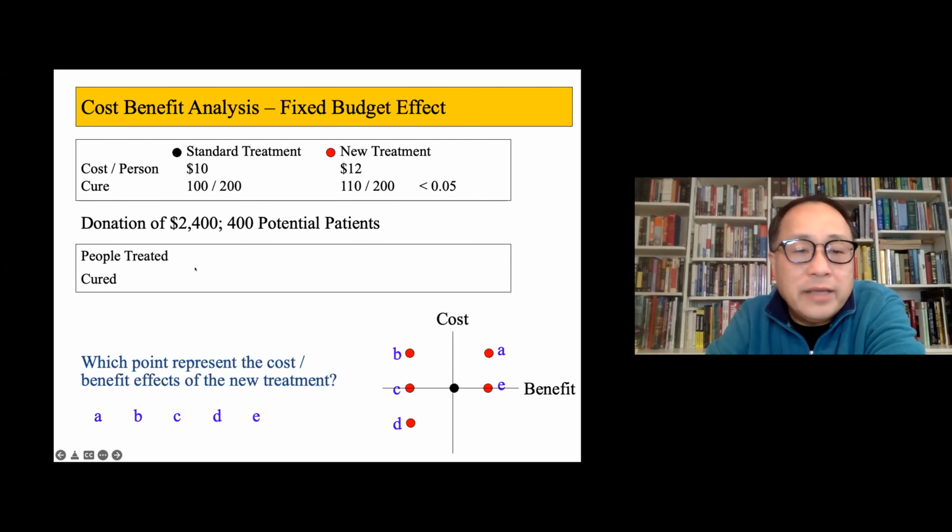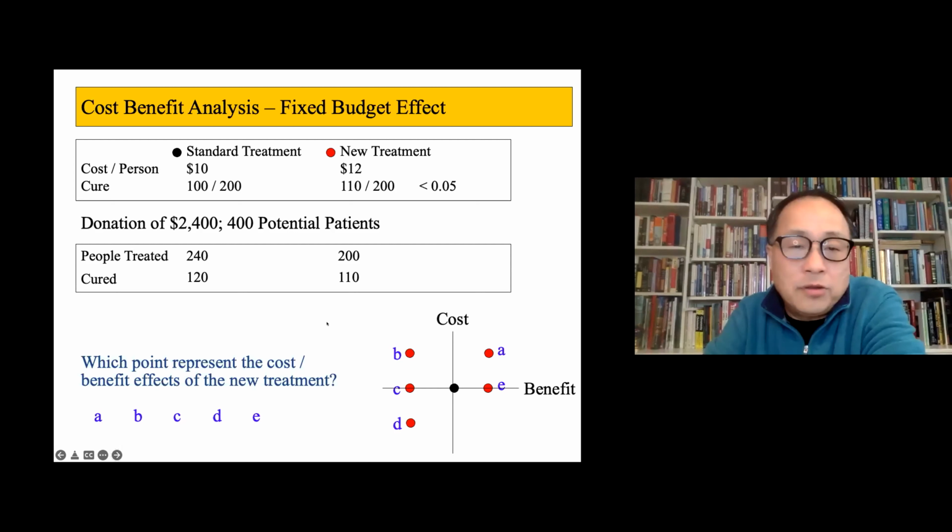So if you look at the standard treatment, people treated and cured would look something like this. Because it costs $10 each, $2,400 lets you treat 240 people, as opposed to here, where only 200 people would be treated because of the fixed budget. And then if you look at even the superior cure rates, the total cured would be half here, as opposed to about 55% here. What that comes out to is actually fewer people cured with the new treatment, even though it may be better in the New England Journal article.